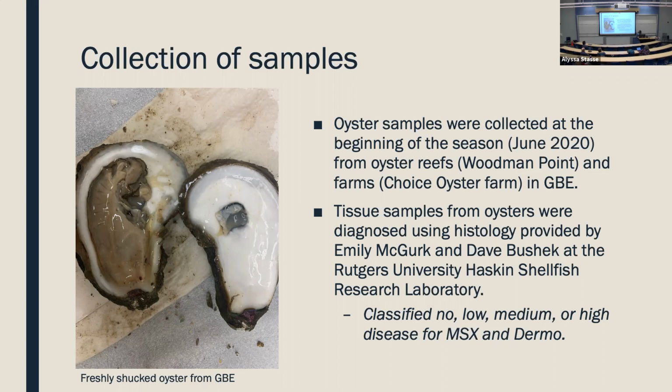So I had a small sample from June 2020, and then I got tissue samples from Emily McGurk and Dave Bouchek at Rutgers that gave me MSX and dermo loaded samples, and they classified them out for me so I could run QC-PCR and compare those results to the histology results.